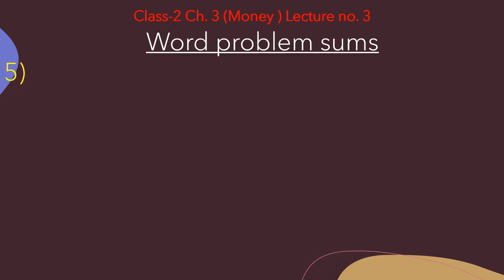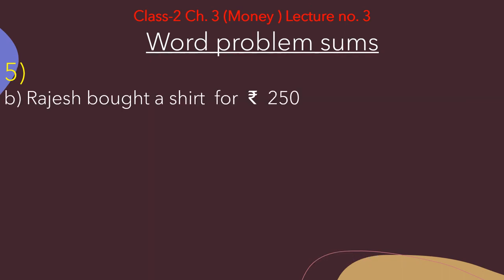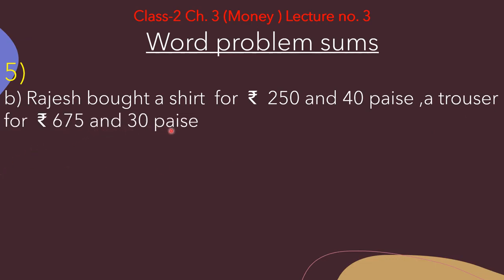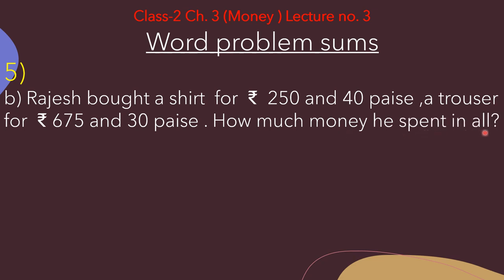Now in B part, it is given Rajesh bought a shirt for rupees 250 and 40 paise, a trouser for rupees 675 and 30 paise. How much money he spent in all? So for that beta, we have given two amounts, one for shirt and one for trouser, and we have to find out the total money he spent. Spent means kharch kiye, okay, in all. So for that we will add the given amount.